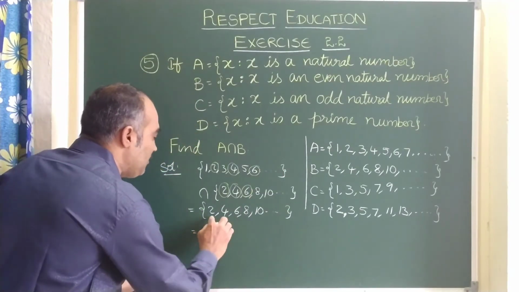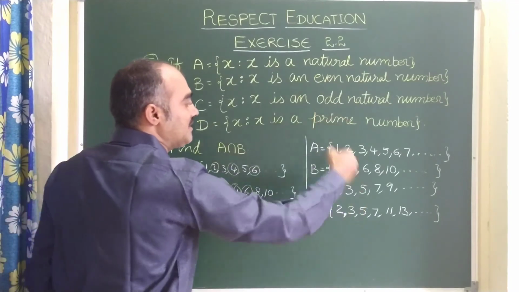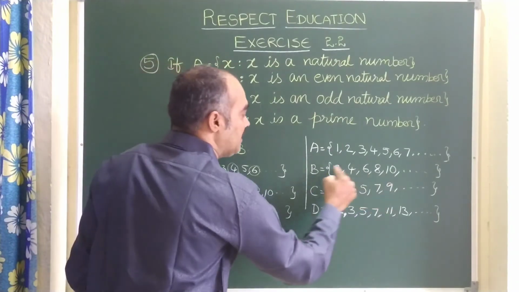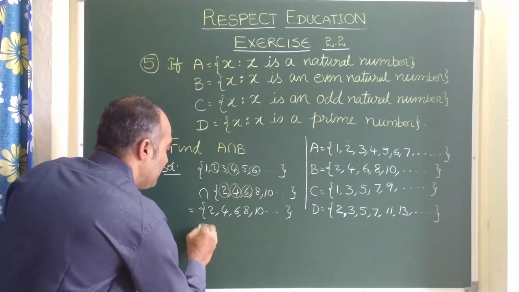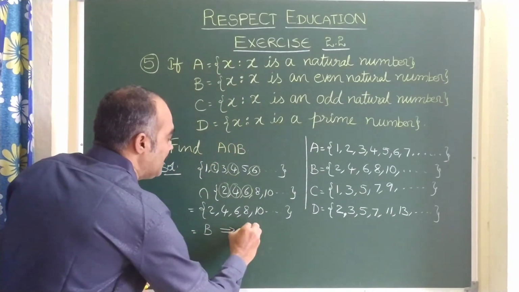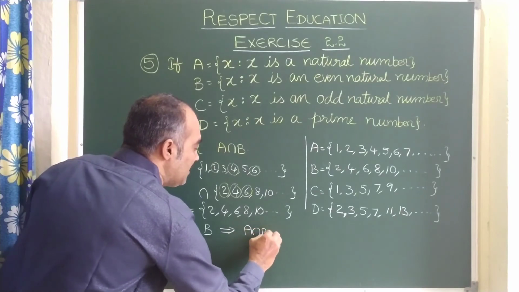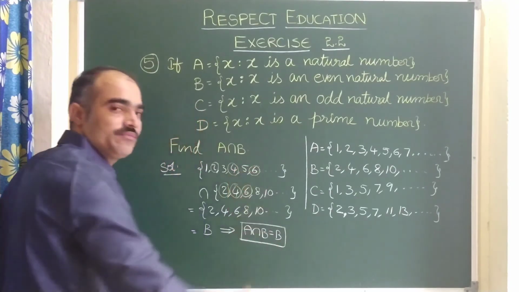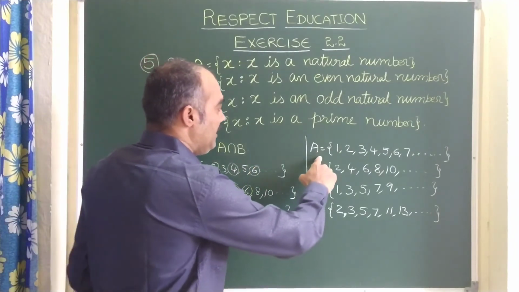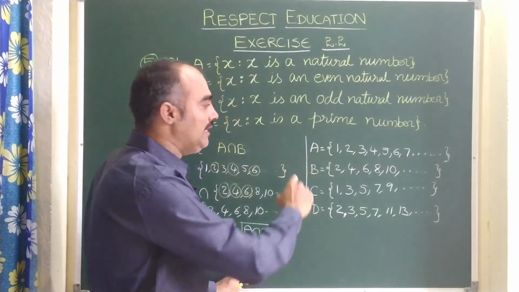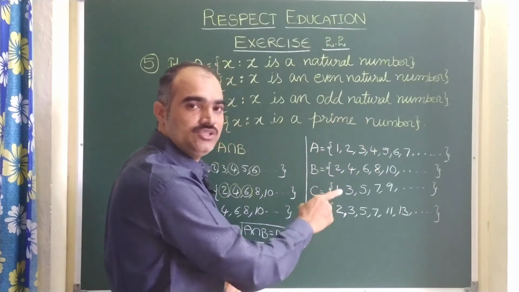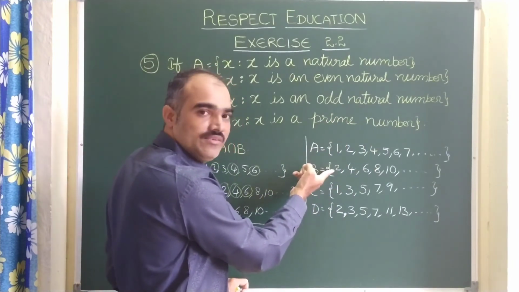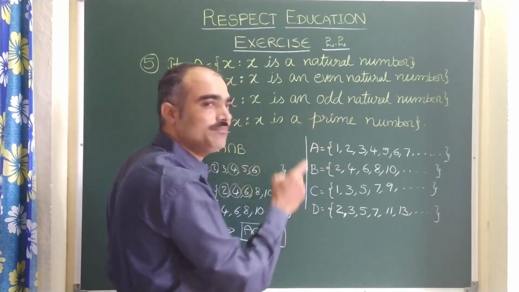Just understand here, you compare this answer with the list which matches 2, 4, 6, 8, 10, so B. That means you can say that A intersection B is equal to B. Here you do understand one thing, children. A is the set of natural numbers, B is the set of even natural numbers. As you know, the set of even natural numbers is a subset of the natural numbers.